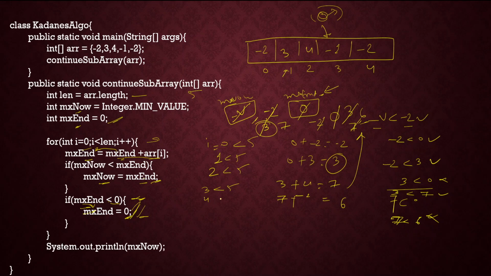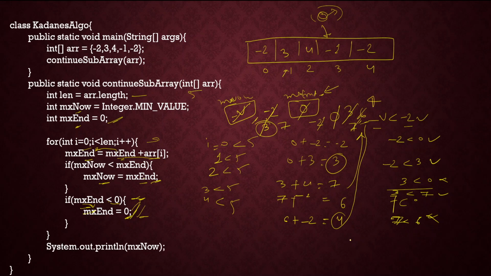Again come to the increment operator and then i will be 4. 4 is less than 5. Correct. Now at this point of time, max_end is 6. 6 plus the array of i, which is 4, is minus 2. What will be the value? 4. 4 will be placed in this part. It is 4 now. Correct?